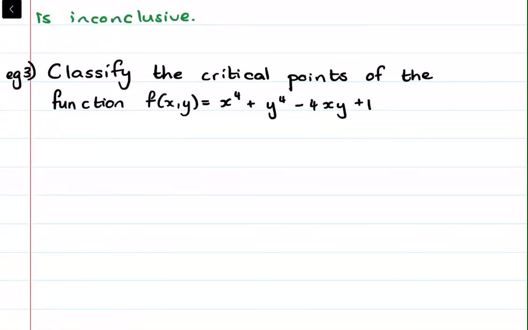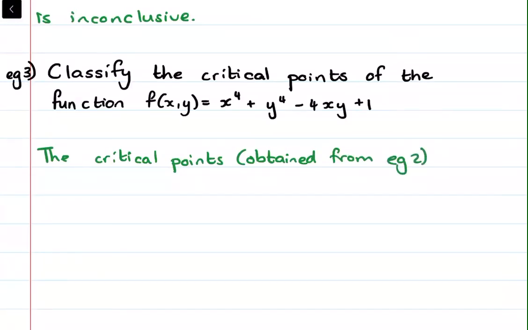So I'm going to write here that the critical points which we obtained from example 2 are (0, 0), (minus 1, minus 1), and (1, 1). Okay? Now let us find and classify. So now we have found the critical points. Now let us classify them.